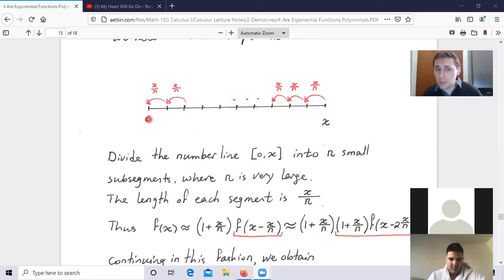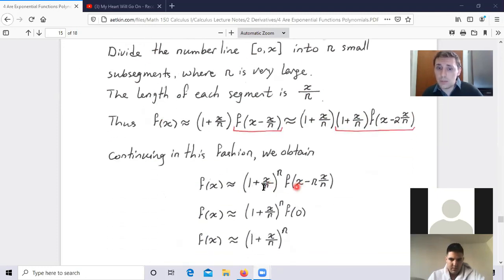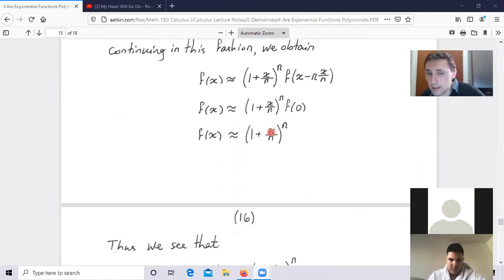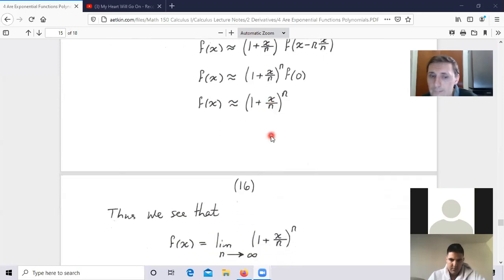How many steps do I need to take to get to zero? I need to take N steps. So that's what I have. You see, I take three steps, four steps, all the way N steps. I have one plus X over N to the power of N, and then I'm at zero. You understand? But at zero, it's one. So my function is approximately equal to one plus X over N to the power of N, but approximately. And my approximation is better and better as soon as I make the steps smaller.